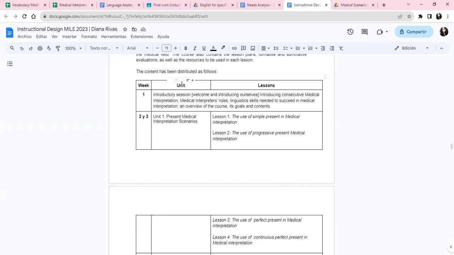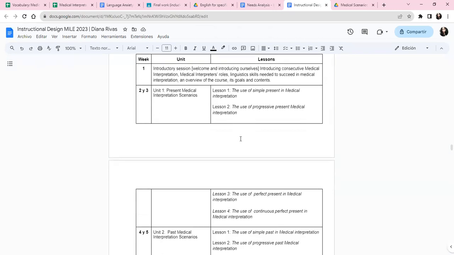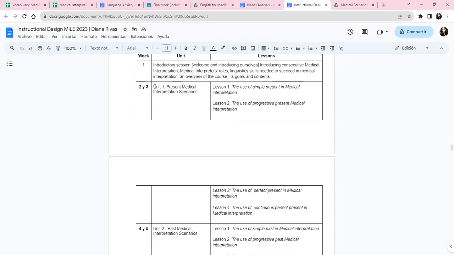So for the first week, we'll have the introductory section, introducing consecutive medical interpretation, medical interpreters' roles, linguistic skills needed to succeed in medical interpretation, and an overview of the course and its goals and contents. And next we'll have unit number 1. We will be organizing these units as the main purpose of this course is to teach inductive grammar.